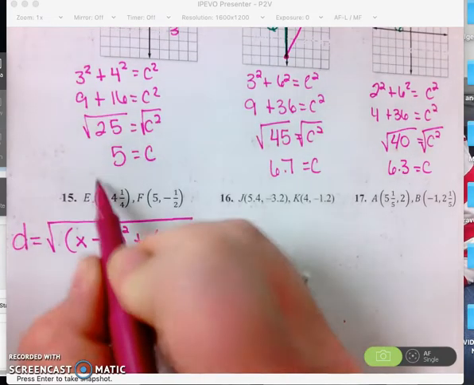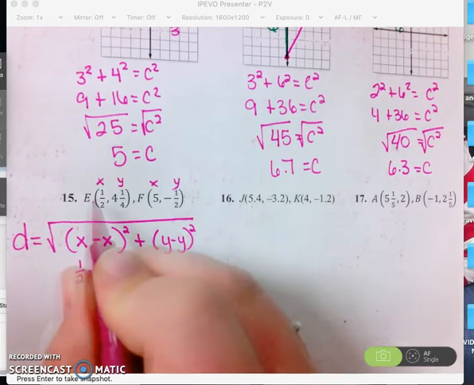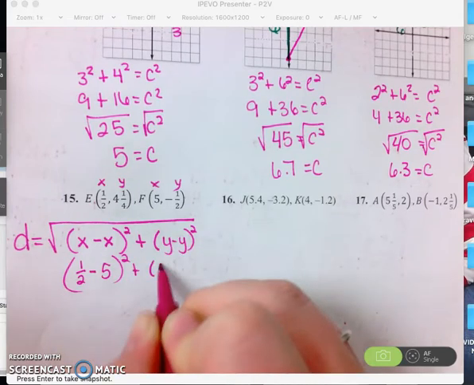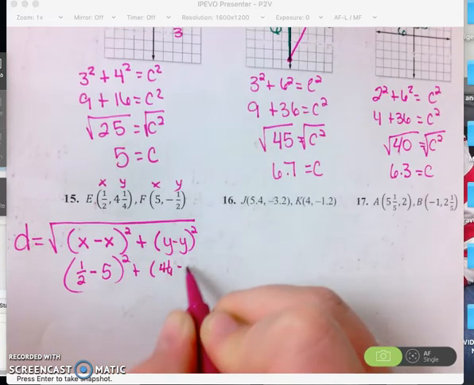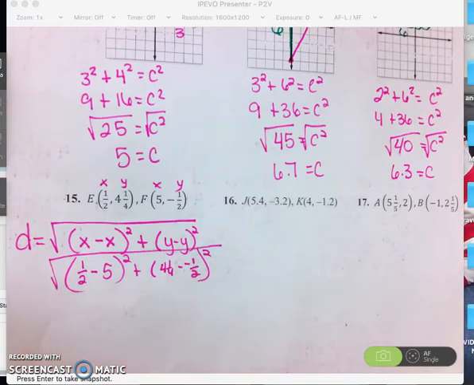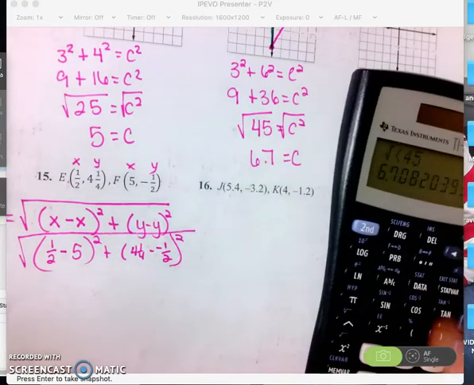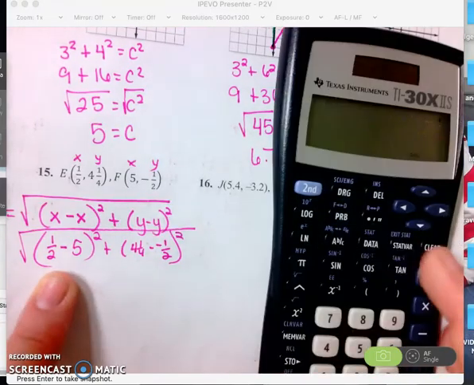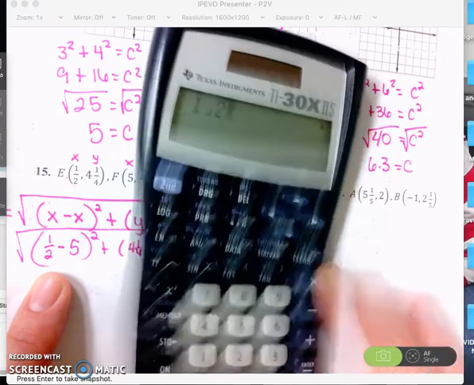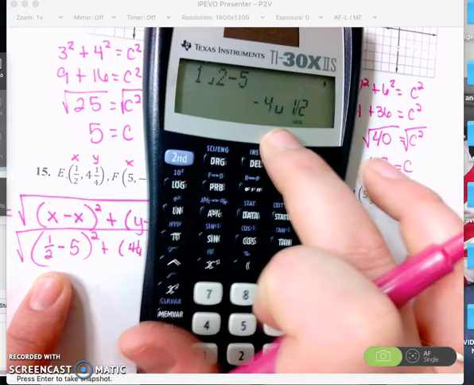So here, remember, x, y, so we're going to do 1/2 minus the 5, and then the 4 1/4 minus the negative 1/2. Square it. Don't forget your square root symbol. So we should be able to see that 1/2 minus 5 should get me a negative 4/2. But again, I'm going to show it here. So 1/2 minus 5 gets me negative 4 1/2.